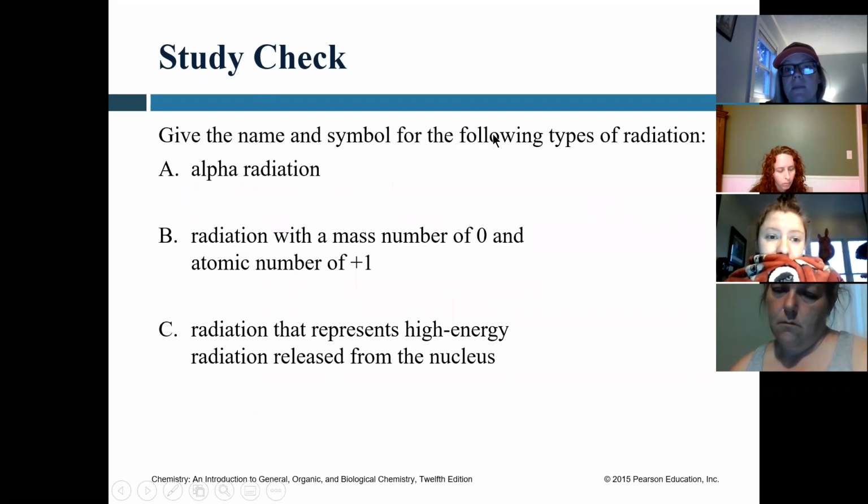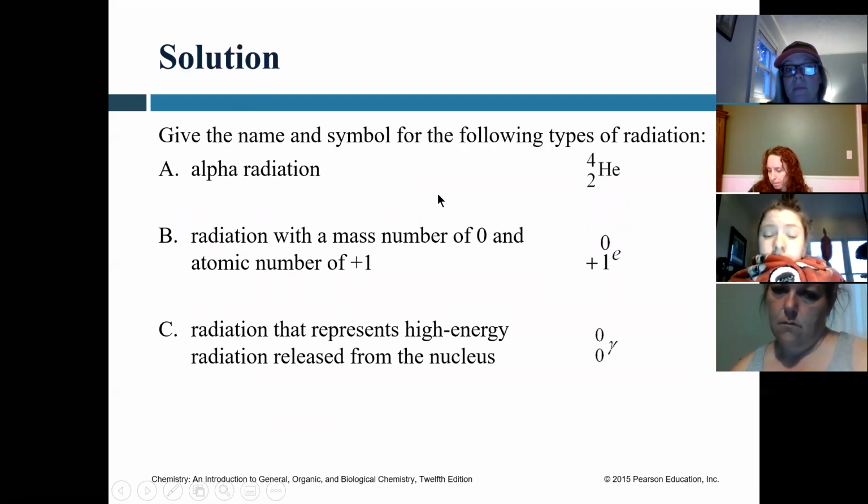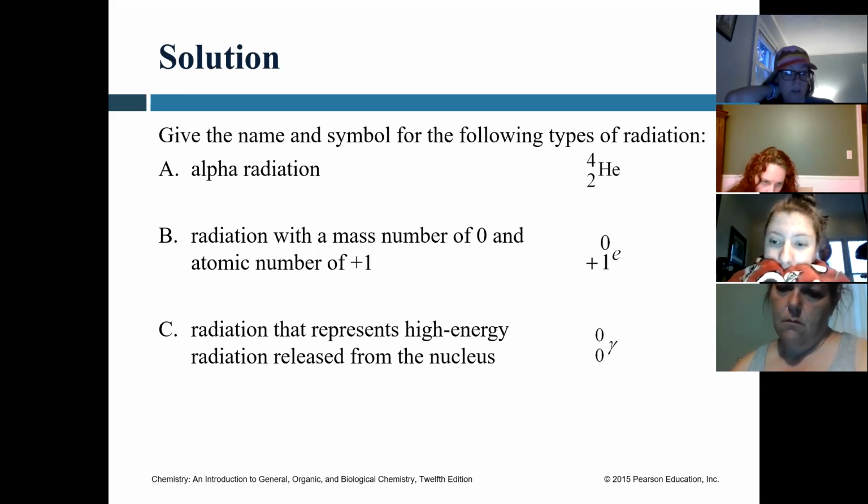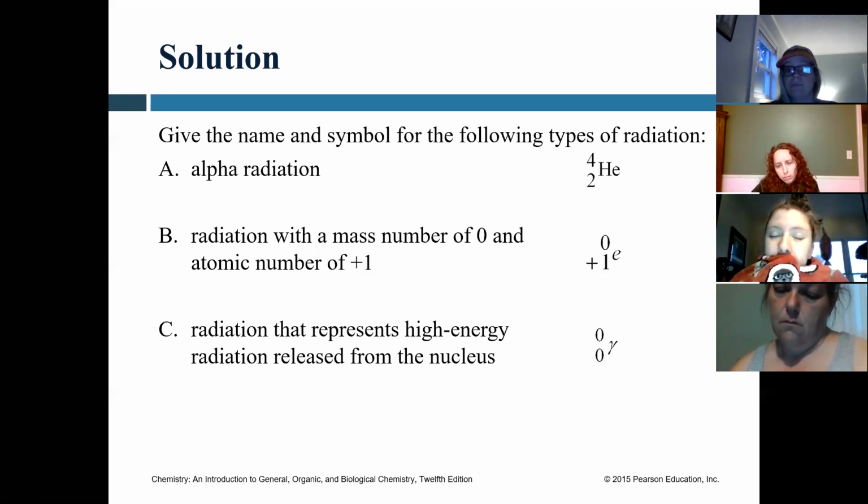Give the name and symbol for the following types of radiation. You don't really need to go through all this in such detail, but alpha radiation is our alpha particle, the helium with the 4 and the 2. Memorize it, conceptually understand it, have it accessible, whatever works for you. Radiation with a mass of 0 and an atomic number of +1: if we have a mass of 0, that will go on the top. An atomic number of +1 means we have a positive charge with no mass. That's going to be a positron. Radiation that represents high energy released from the nucleus is going to be a gamma ray.